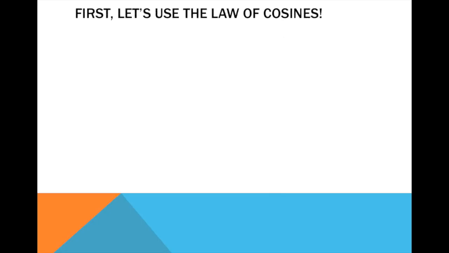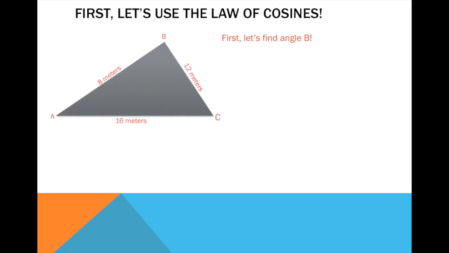First, let's use the law of cosines. First, let's find angle B. So here's our triangle. Now, we need to use everything we know to find all the angle measures. So we plug in all the numbers. 16 is the corresponding side, 8 and 12 are the other adjacent sides, minus 2 times the adjacent sides, times the cosine of the angle we're trying to find.